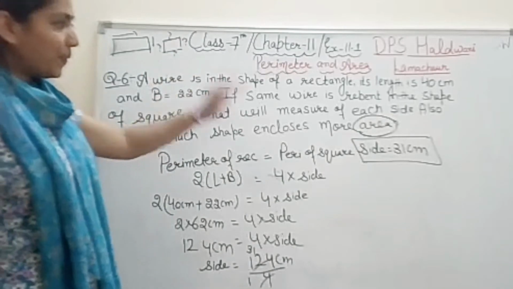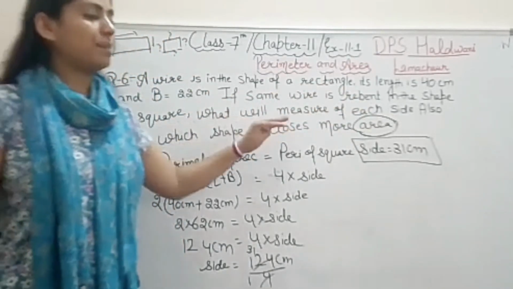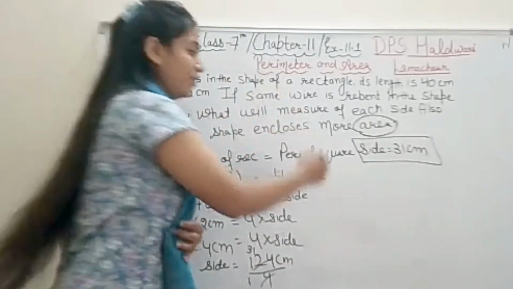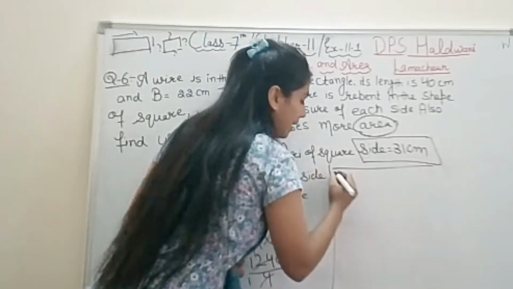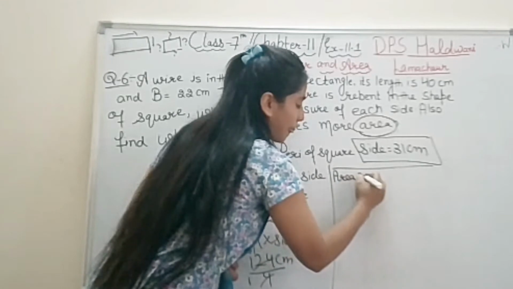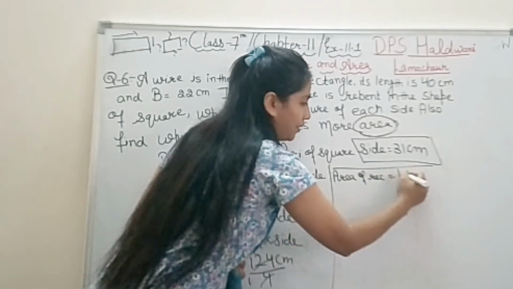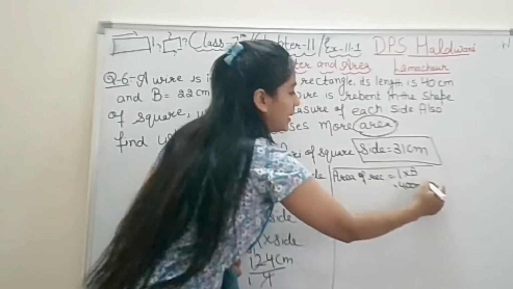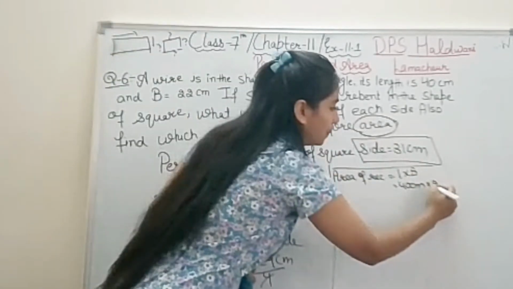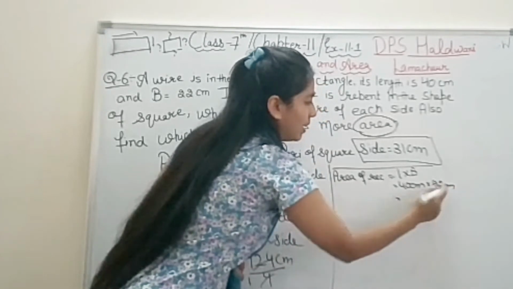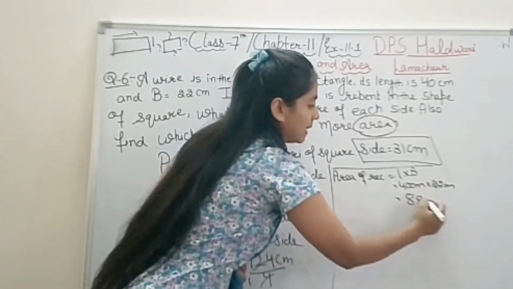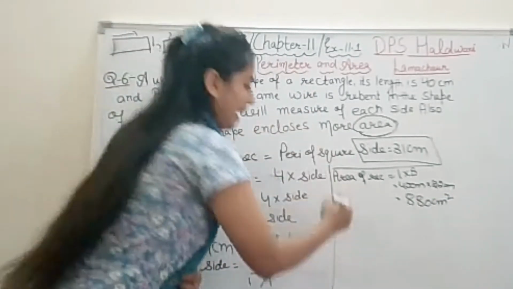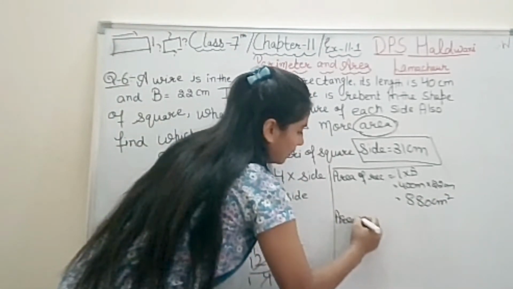Right? Now the question is also to find out which shape encloses more area. Area is asked, so obviously you will put the formula for area, that is area of rectangle: length into breadth. Length is 40, breadth is 22, right? We will multiply. 4 2s are 8, 4 2s are 8. It means 880 centimeter square. Just calculation.